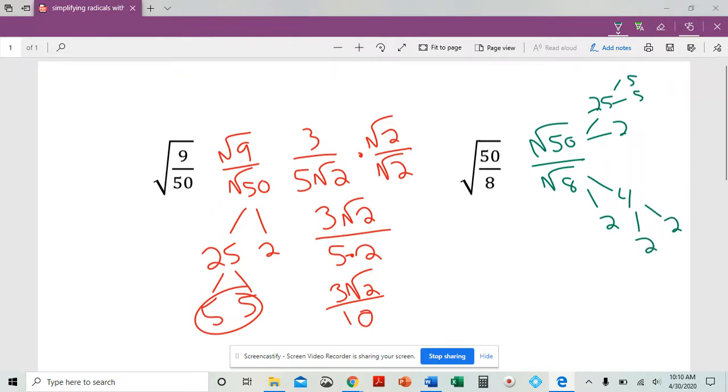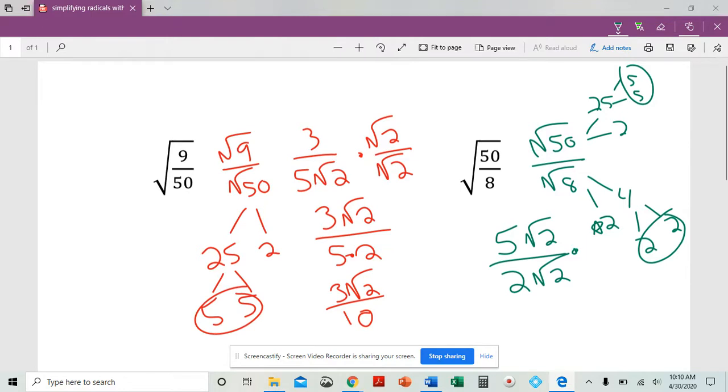All right, so let's circle our pairs that we have here. And let's rewrite our expression. So we're going to put this 5 on the outside for our numerator, and we still have a square root of 2 left. And in our denominator, we're going to put a 2 on the outside, but we still have a square root of 2 left. Now there's two different things that we can do in this situation. One, the square root of 2 over the square root of 2, we know that's going to be 1, so we could just cancel them out.